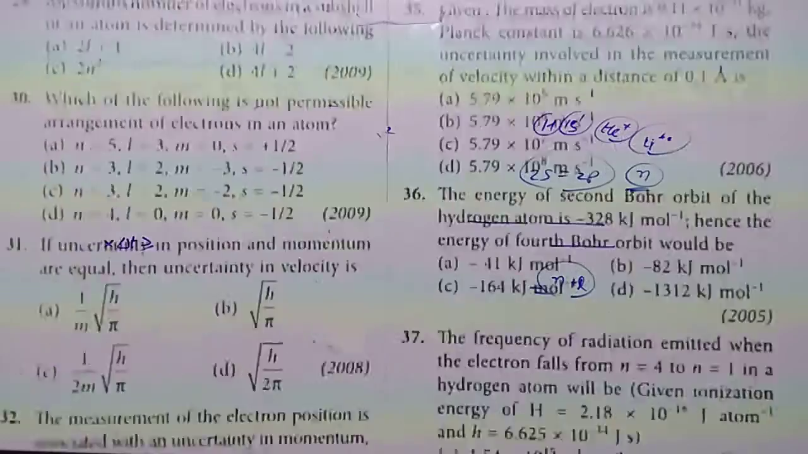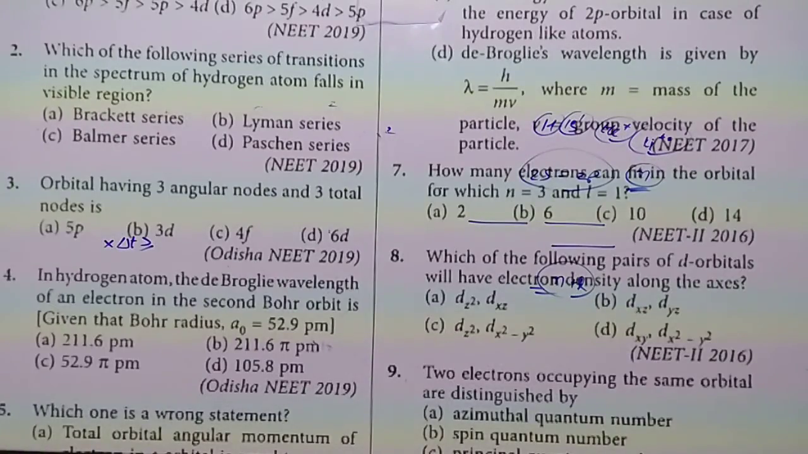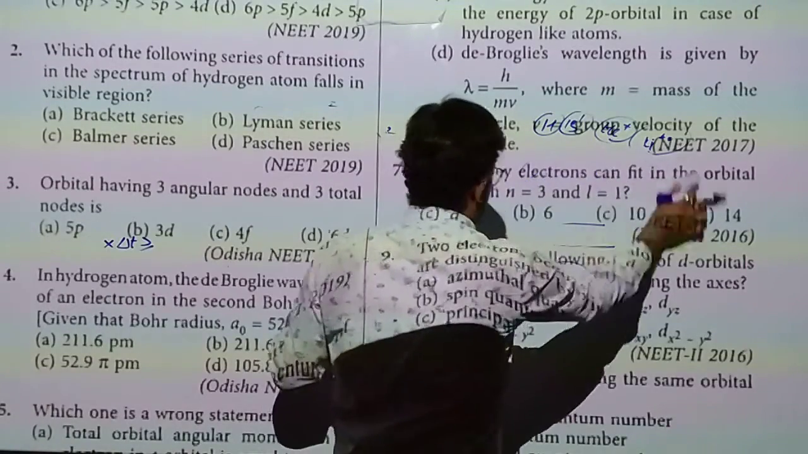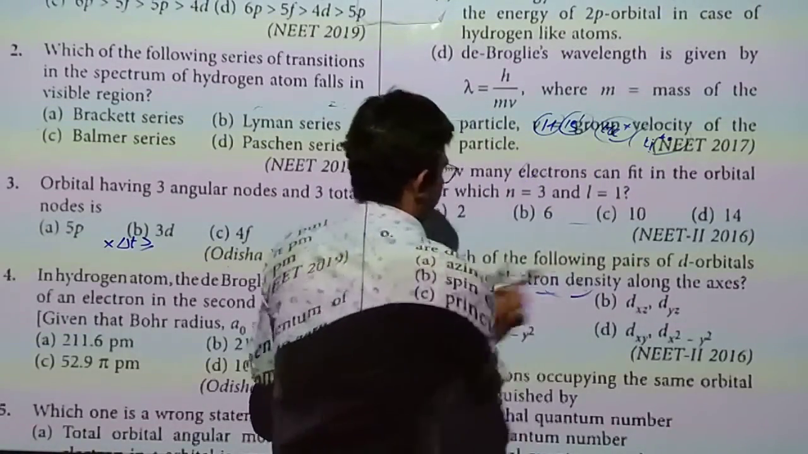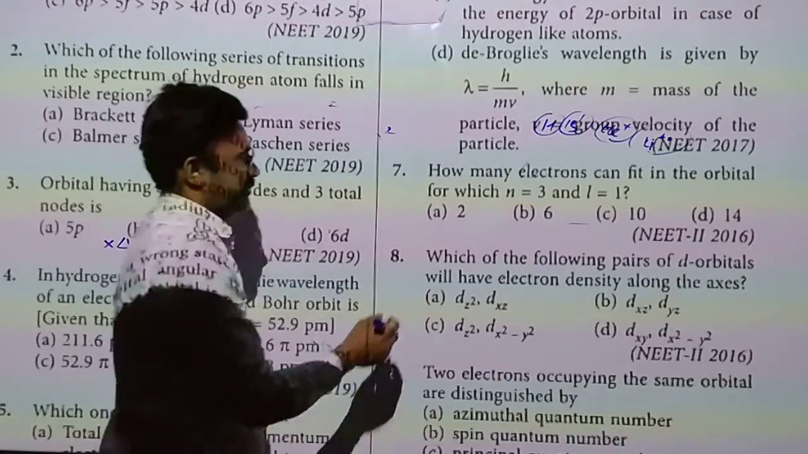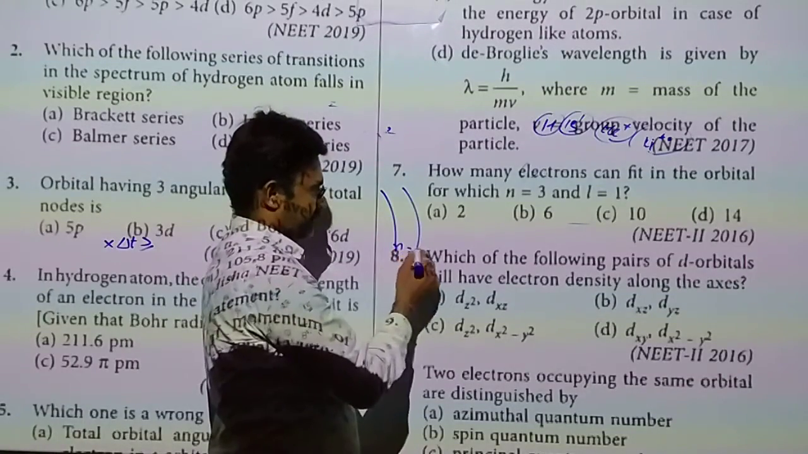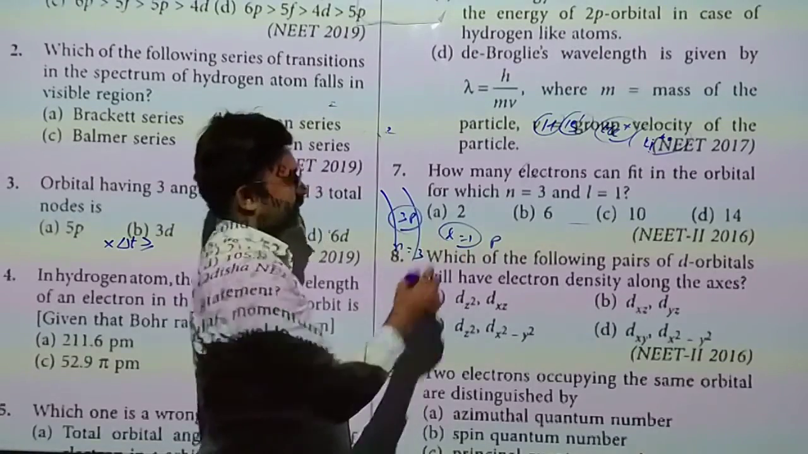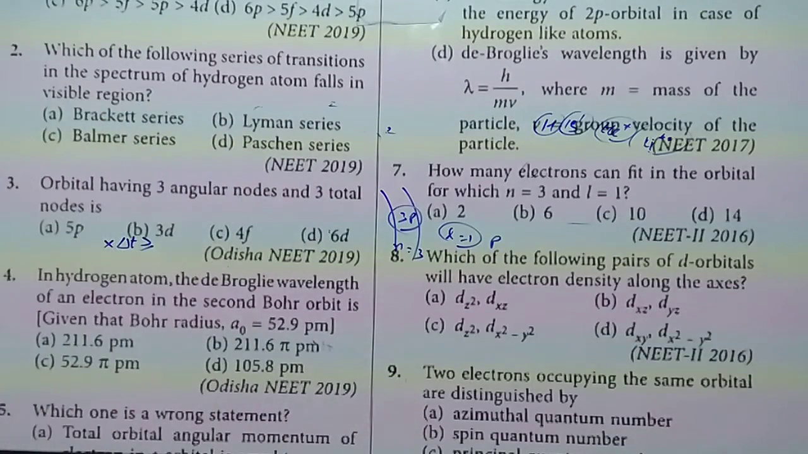Now 7th question. How many electrons can fit in the orbital for which n equal to 3 and l equal to 1? n equal to 3 means a third orbit. l equal to 1 means p. So it should be 3p. So answer will be 6.